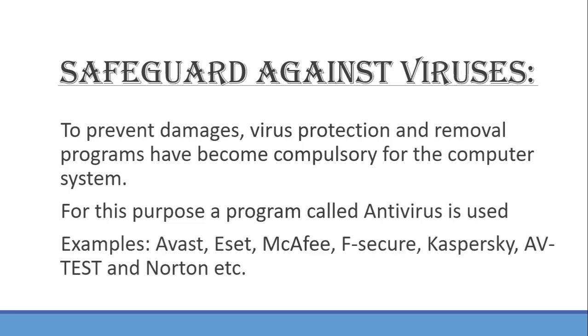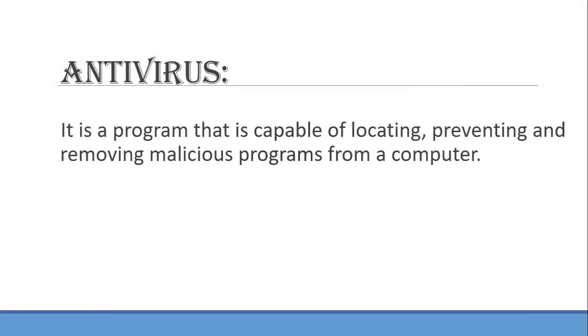And there are multiple antivirus programs, and some of them are given here below as examples, like Avast, ESET, McAfee, F-Secure, Kaspersky, Avast, and Norton, etc. We have multiple antivirus programs. Here are some of them. So what is an antivirus? It is a program that is capable of locating, preventing and removing malicious programs from a computer.